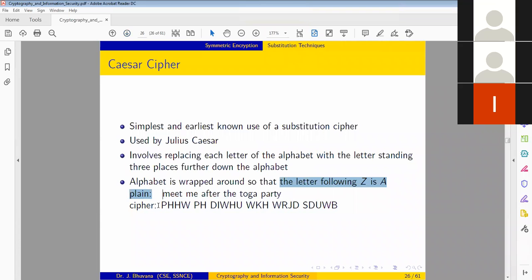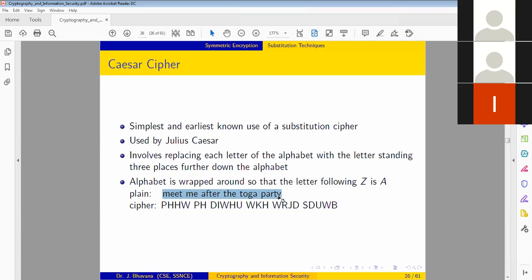Look at this one. "Meet me after the toga party" is the plain text message. If we apply the Caesar cipher, can you tell me by what displacement we have got this particular cipher text? For M it is P, for E it is H, for E it is H. M, N, O, P. It means that the displacement is 3. If I apply plus 3 over all these letters, I get the third letter down the alphabetical order.